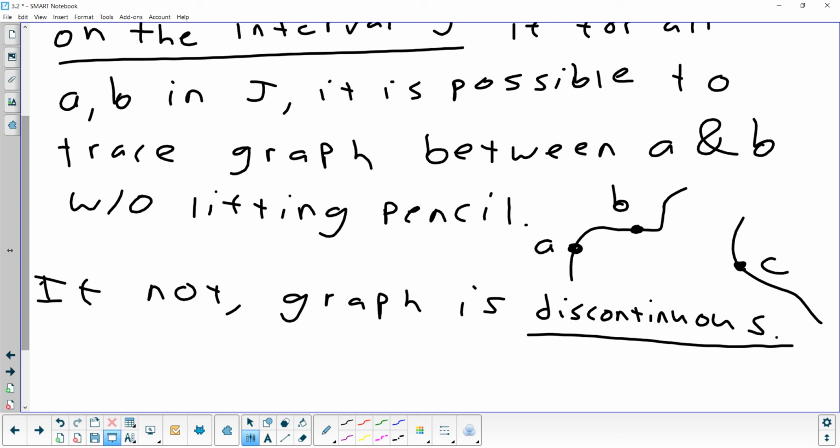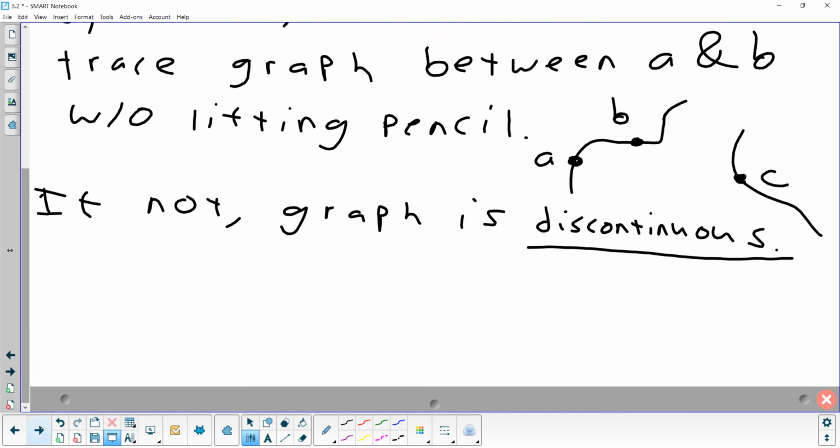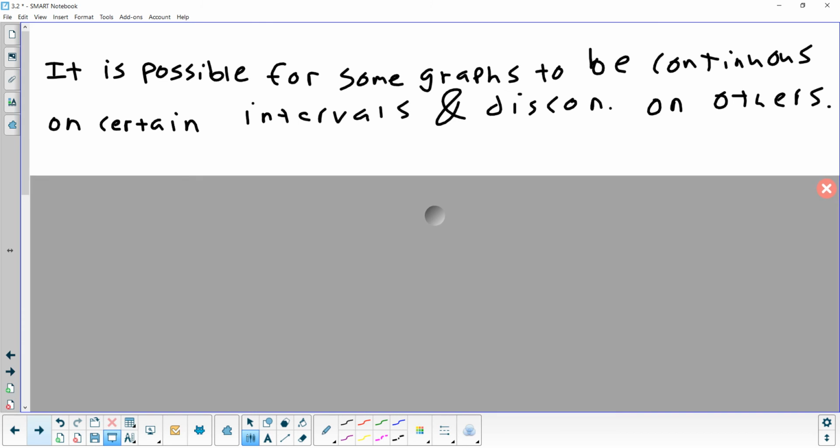Now, could I draw from B to C without lifting my pencil? No, can't do that. So we would say that this particular graph is discontinuous over the interval from B to C. How about A to C? Could I draw from A to C? No, can't do that either. All right. So this particular graph has some areas that are continuous, and I can find other intervals that are discontinuous. And that's what I just said.